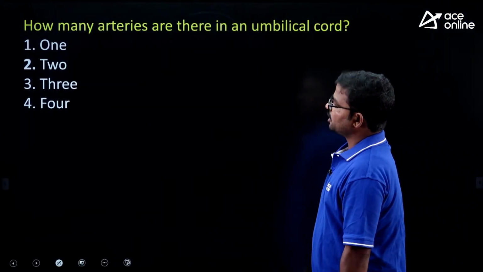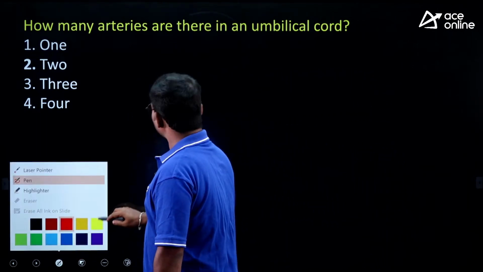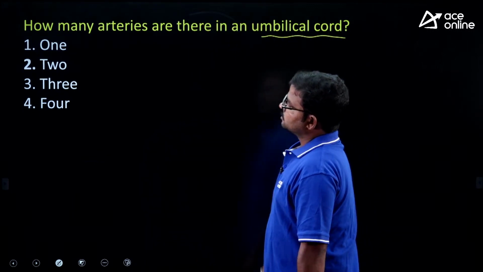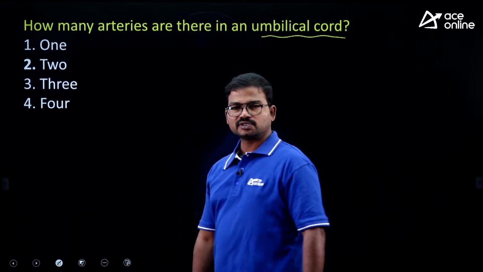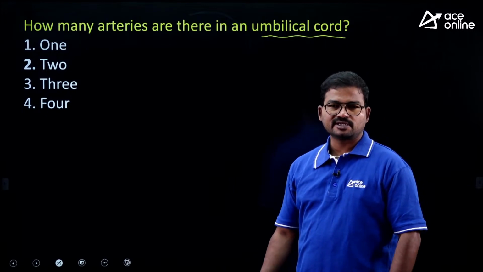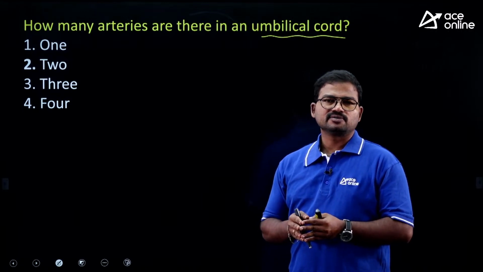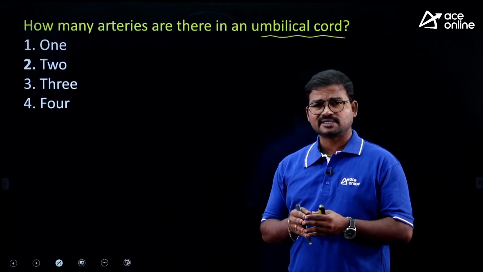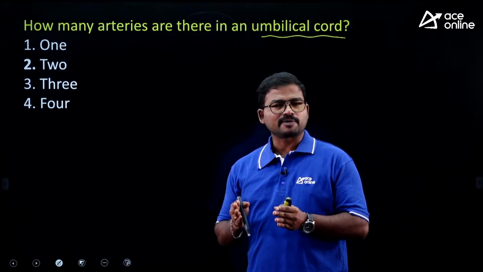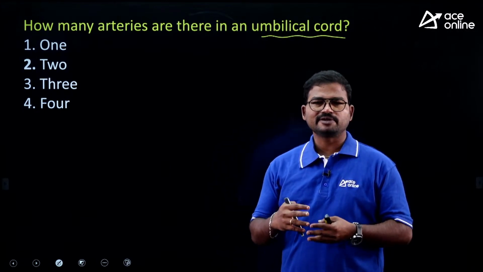Here is the first question: how many arteries are there in an umbilical cord? 1, 2, 3, 4. Of course, you know the umbilical cord. In that, stem cells exist. By using those stem cells, we can recreate organs also, though at present it is in a developing stage. Most stem cells at present are utilized to cure blood related problems. Around 80 blood related problems can be mostly rectified by using stem cells.